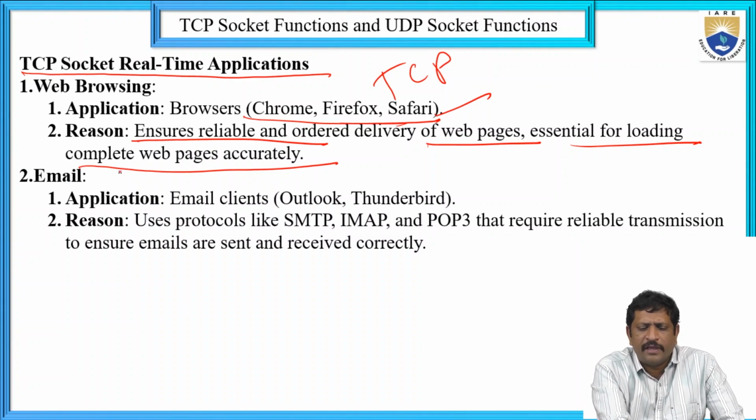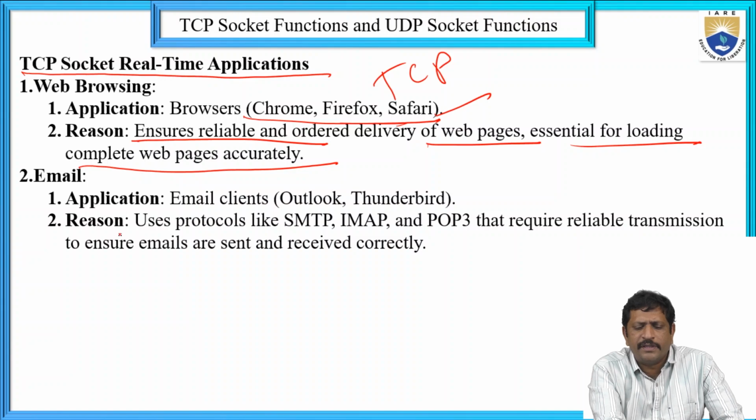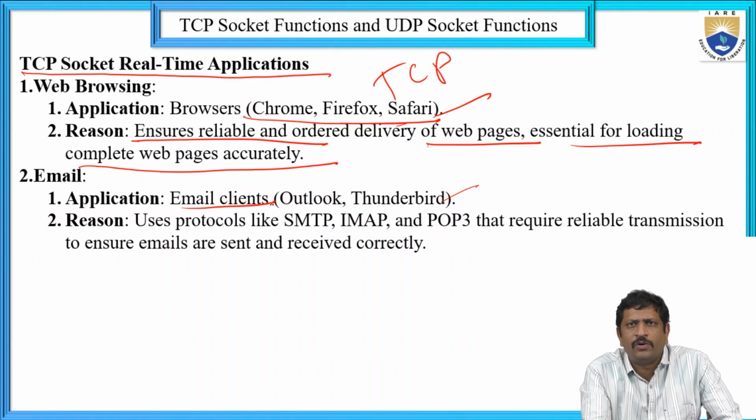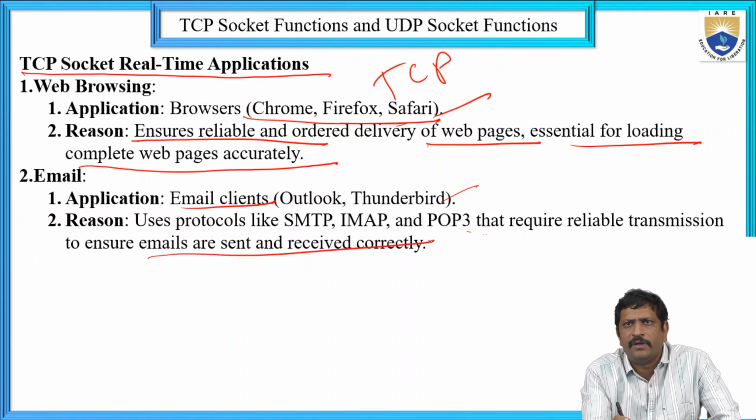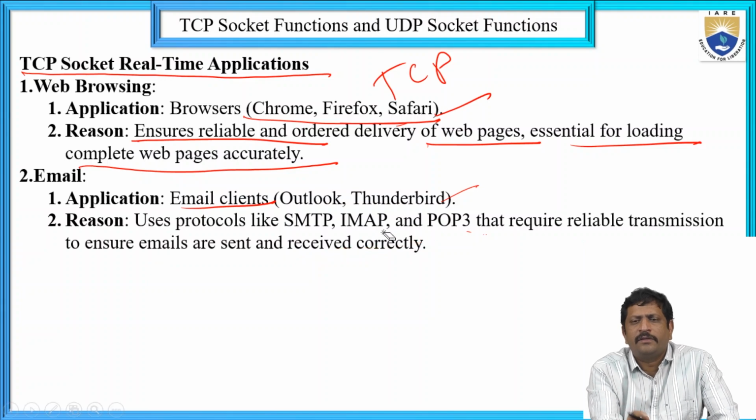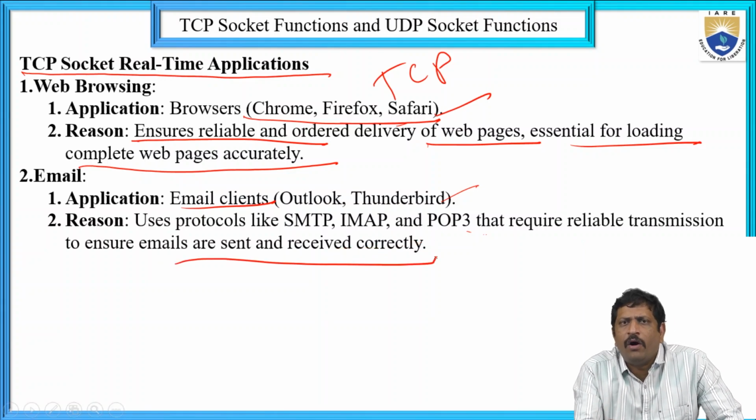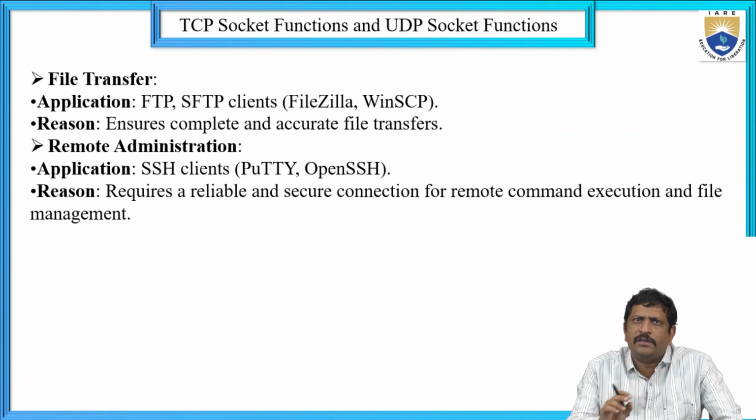Emails are another application area. The applications are email clients, Outlook and Thunderbird. For email purposes also we are utilizing the TCP protocol, with protocols like SMTP, IMAP and POP3. These require reliable transmissions to ensure the emails are sent and received correctly, and that is ensured with the help of these protocols.